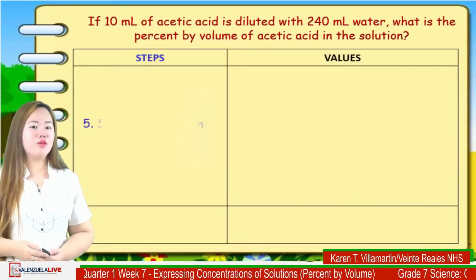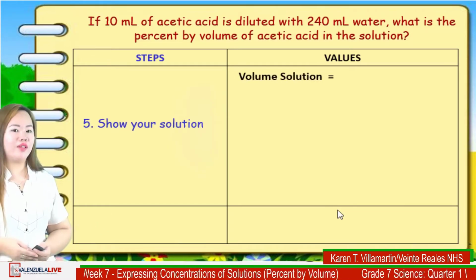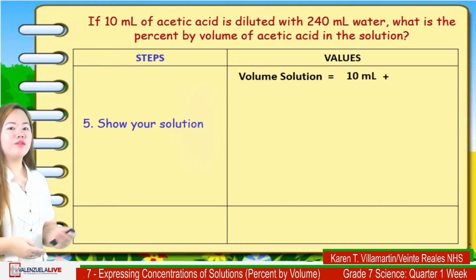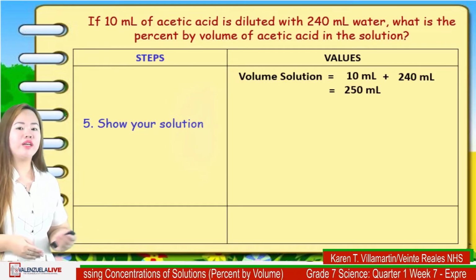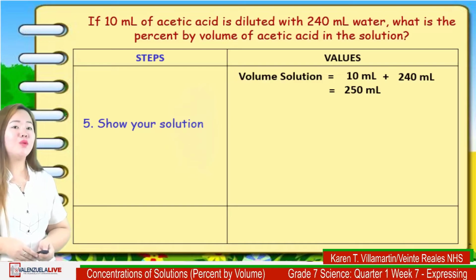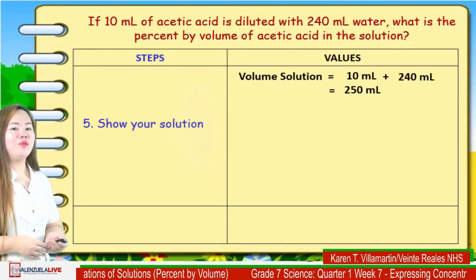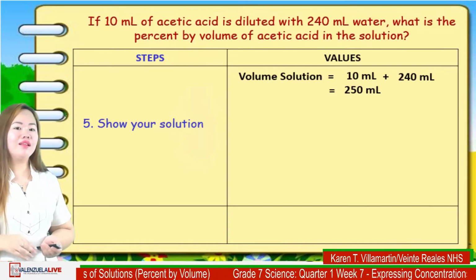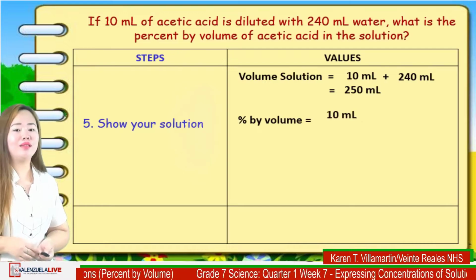And to show the solution, all you need to do is copy the substitute values. Volume of solution equals 10 ml plus 240 ml becomes 250 ml. Percent by volume equals 10 ml divided by 200 ml times 100%.